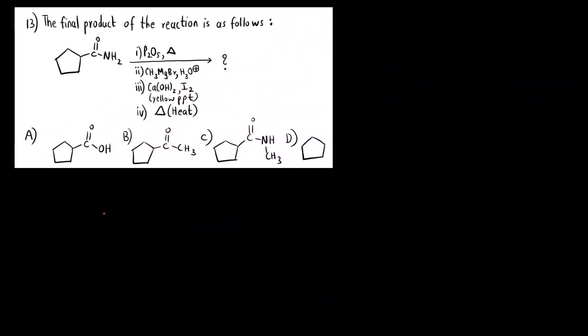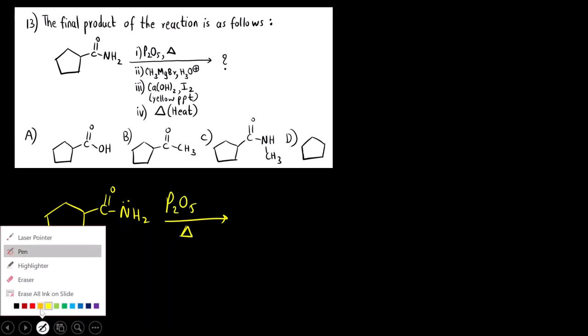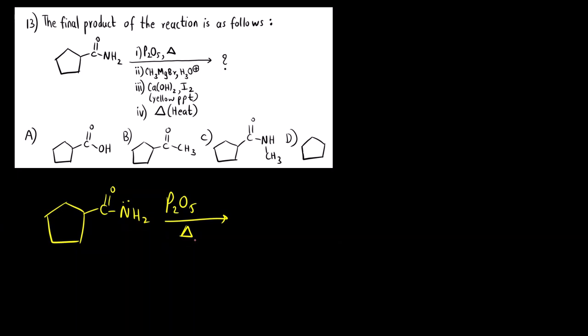Okay, next one. The final product of the reaction is what? What is the reactant that is given? C double bond O NH2. This is amide. First is we add P2O5 and heat. Just now I told you whenever heat is present, first check the possibility of elimination reaction. What is P2O5? If you don't know, you cannot proceed further. It is a dehydrating agent.